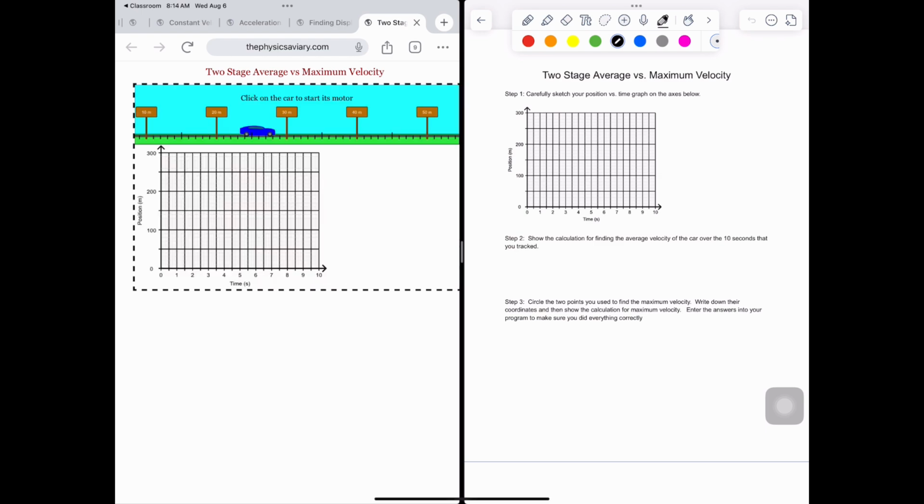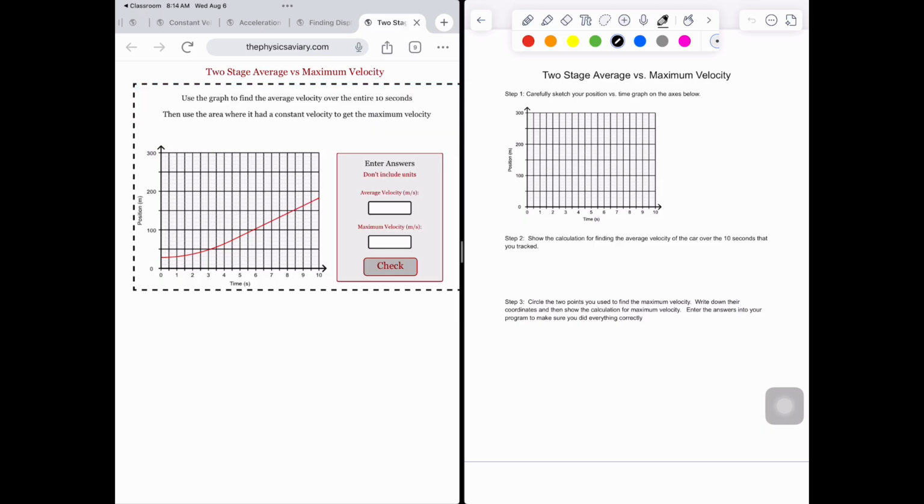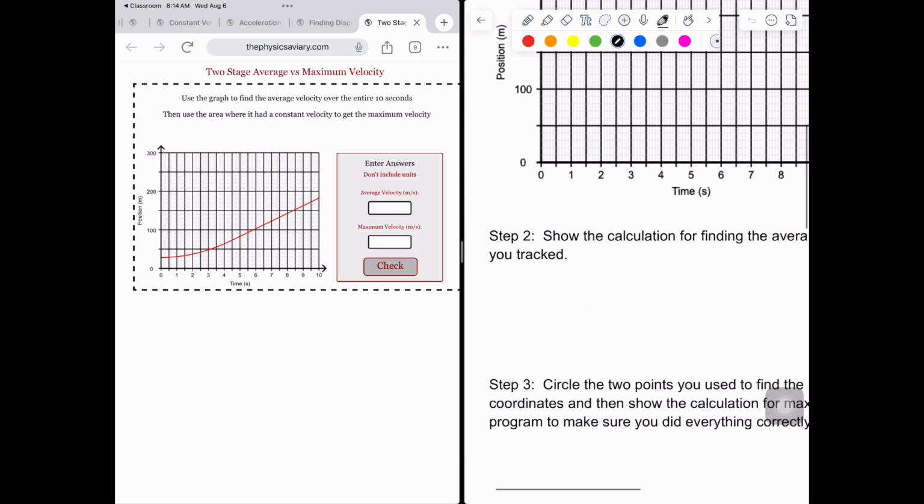Remember, please use my tutorial as a template or guide to help you solve yours. Click on the car to start its motor and your graph will be generated. As you can see, the car is accelerating, so you should be experiencing a curve upwards, but now the car has reached maximum speed and it's going at a constant speed, meaning a straight line for the remainder of the graph. Okay, so the average velocity is found by taking the total displacement divided by the total time.